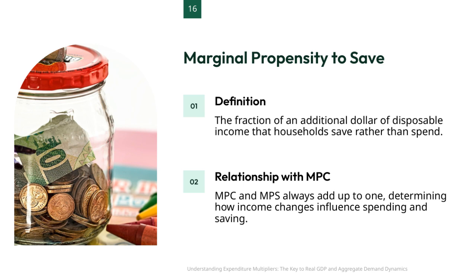aside. Now, the relationship between MPS and MPC, which stands for marginal propensity to consume, is quite important. These two always add up to 1. This means if you know how much of the income is spent, you can easily figure out how much is saved, and vice versa. Together, they help us understand how changes in income affect both spending habits and saving behavior. The image here of a jar filled with coins and a banknote reminds us of the concept of saving and how small fractions of income add up over time.